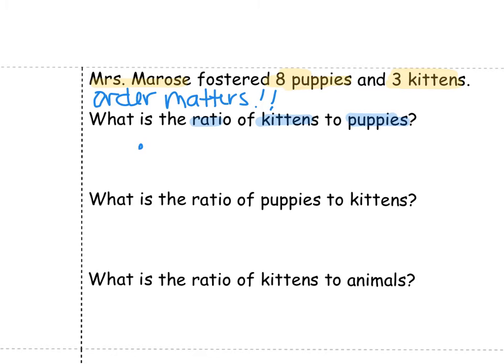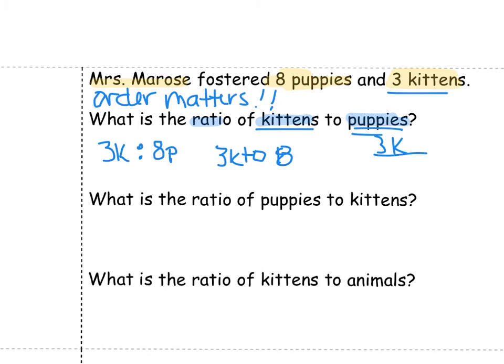So we know we have the colon, we have the word "to", and we have the fraction bar. And so you have to notice, okay, where's the kittens? Kittens go first, so 3 kittens. So the order matters. To 8 puppies. So 3 kittens to 8 puppies. So there are the 3 different ways: the colon, the word "to", and that fraction bar.